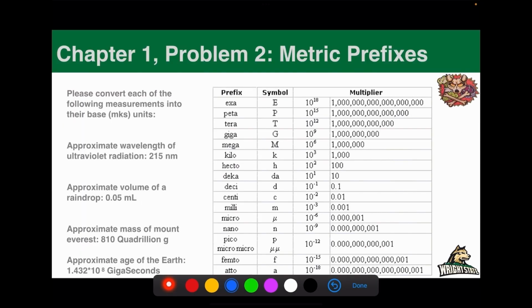Okay, let's do another example question. I'd like for all of you guys to pause the video right now and please convert all of these measurements into their base MKS units. So we have wavelength of ultraviolet radiation, volume of a raindrop, mass of Mount Everest, and age of the Earth in different units. Please put those into their classic MKS format. I'll see you when you are done.